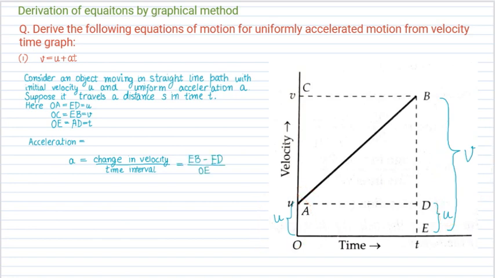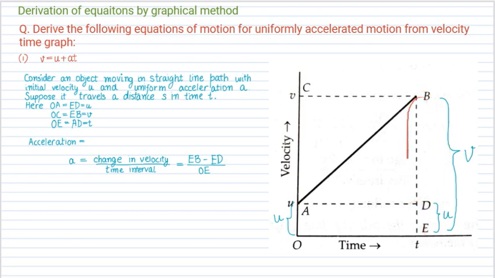So if you look in this figure, what is your final velocity? It is represented by OB. Fine. And what is your final velocity? It is represented by EB. What is your initial velocity? Your initial velocity is represented with ED. Fine. So the change in velocity will be v minus u, or I can also write EB, this distance, minus ED, this distance.